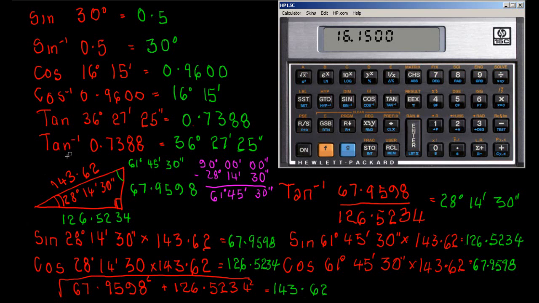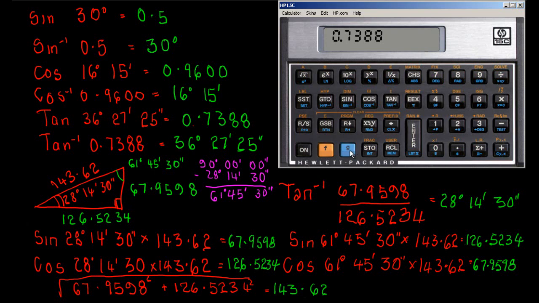Okay, now it gets a little more complicated with this one here. 36 degrees 27 minutes and 25 seconds. Let's convert that to decimal degrees, and then let's take the tan of that, and we get 0.7388. Well, very good. Let's check out the inverse, and just as I did with the other ones, always know what the answer is going to be.